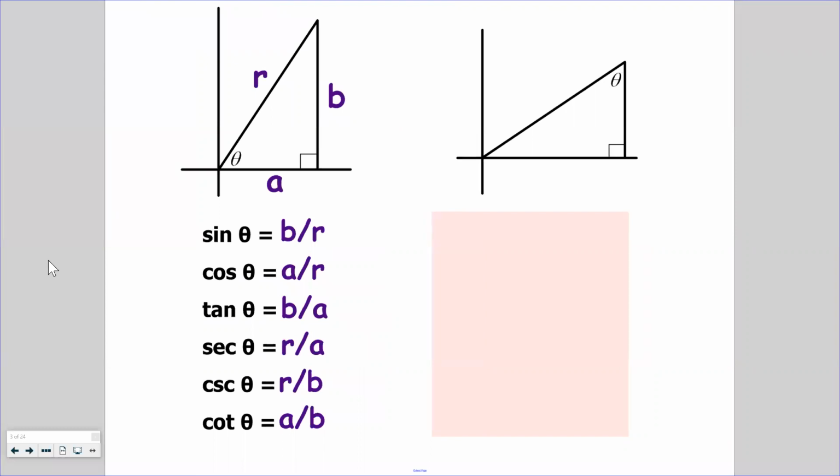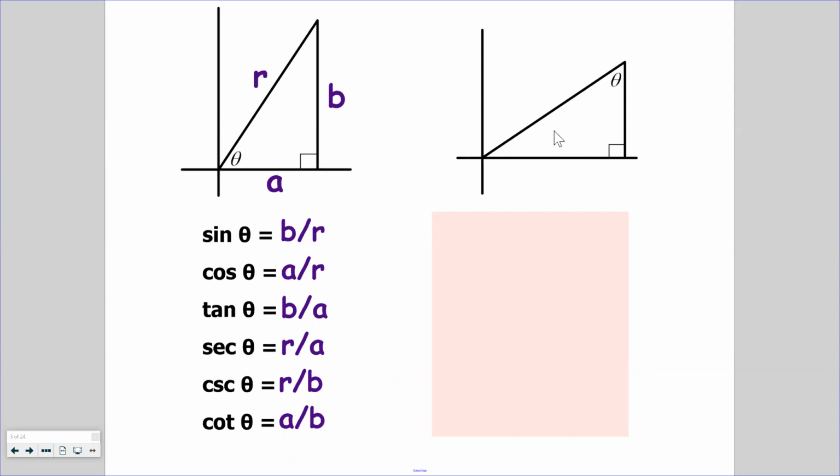All right, so on the screen, you guys, I have a triangle situated in the first quadrant, and I've defined this angle here, the origin, as theta. And knowing what we know about sine, cosine, tangent, secant, cosecant, and cotangent, we can define the sine of theta as side b over r, right? Sine is opposite over hypotenuse. Cosine is adjacent over hypotenuse, and so forth. So I've got all the definitions for sine, cosine, tangent in terms of a, b, and r, our side lengths of this triangle.